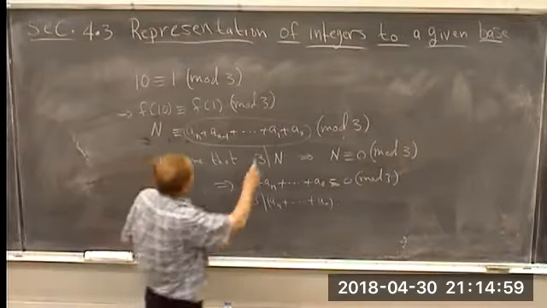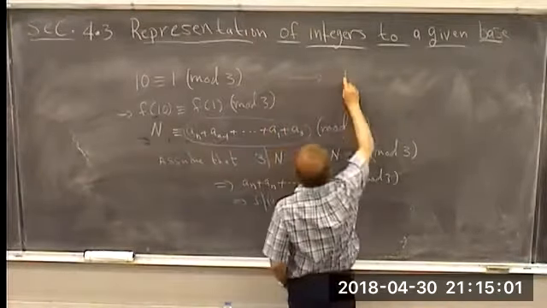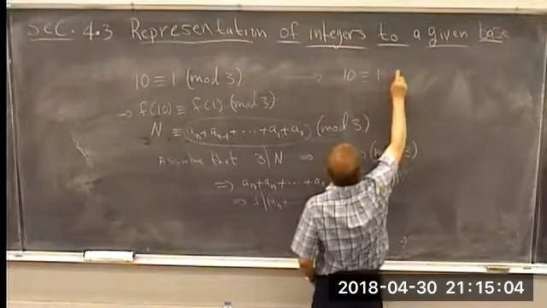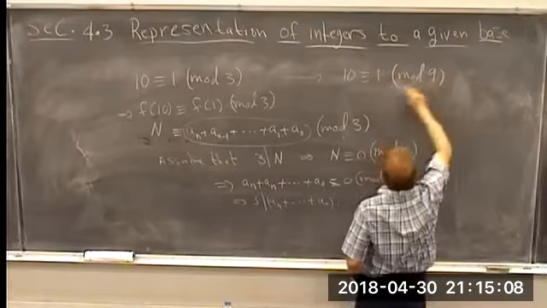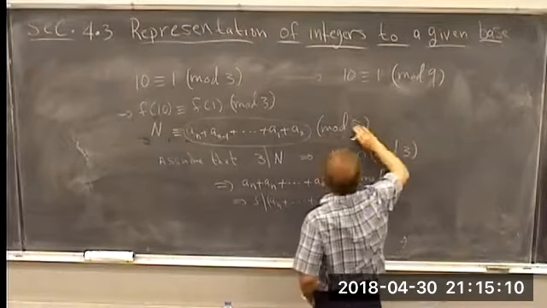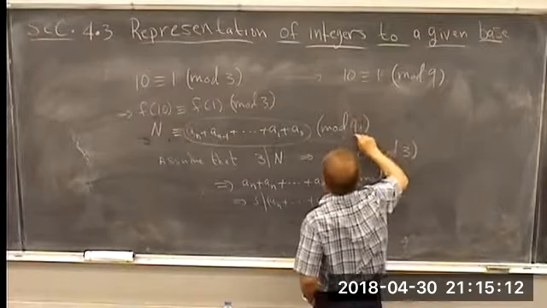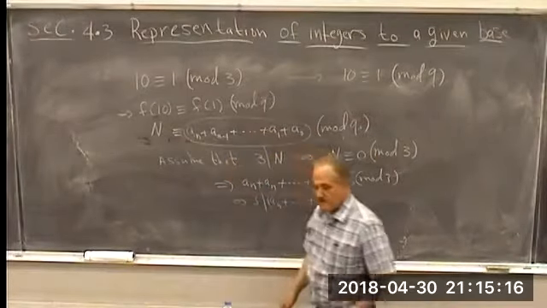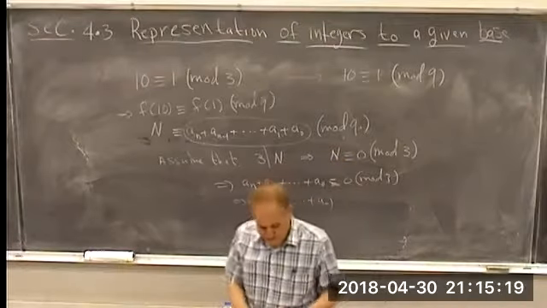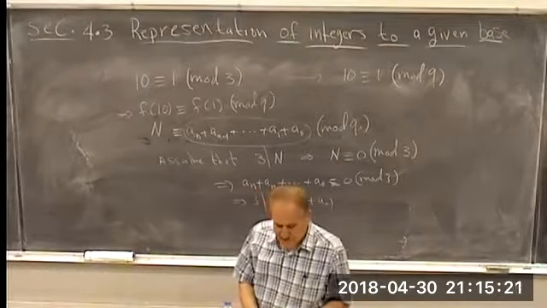For the 9, the proof goes like this. We have 10 is congruent to 1 mod 9 also. And then by applying the same argument, instead of using the 3, we use 9 all the way, and we get it for 9.